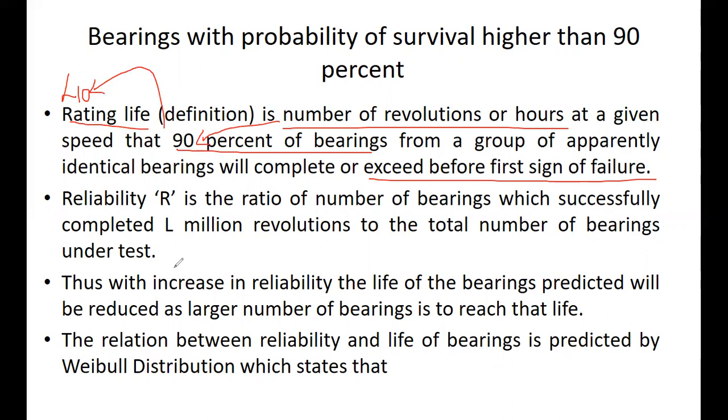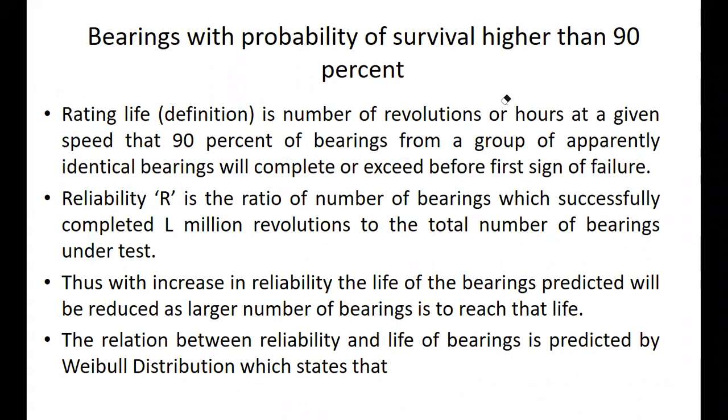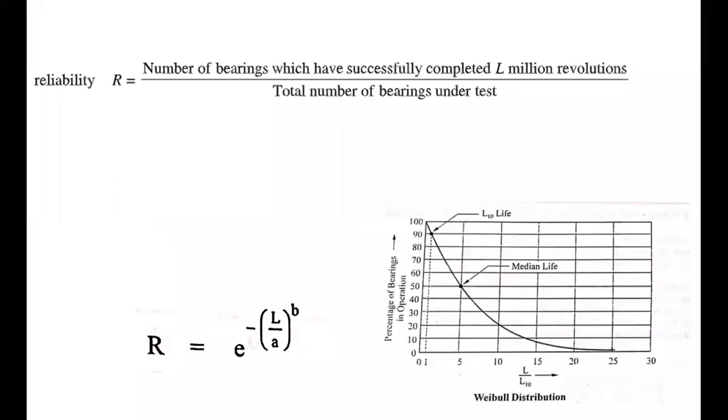But what if the probability is higher than 90%, say 95%, 96%, 98%, 99%? Then what would be the life at that higher reliability that we want to find out? But before that, how is reliability defined? It is the ratio of the number of bearings which successfully completed L million revolutions divided by the total number of bearings under test. And mathematically, it is shown this way: number of bearings which successfully completed L million revolutions divided by total number of bearings under test.